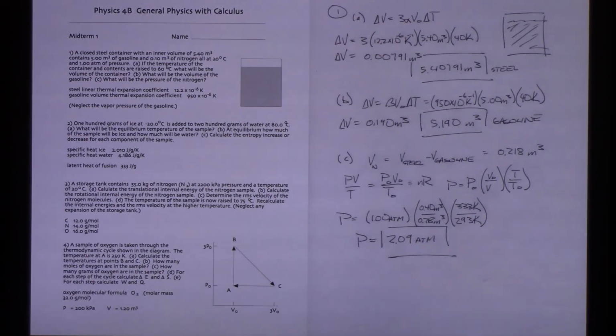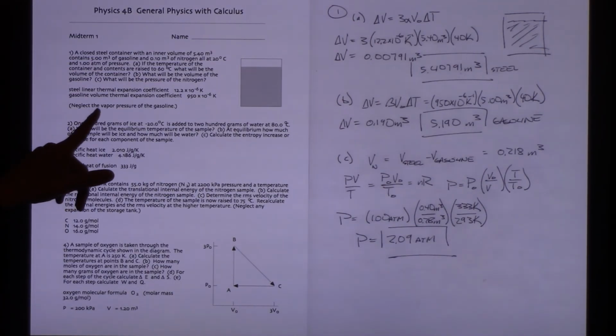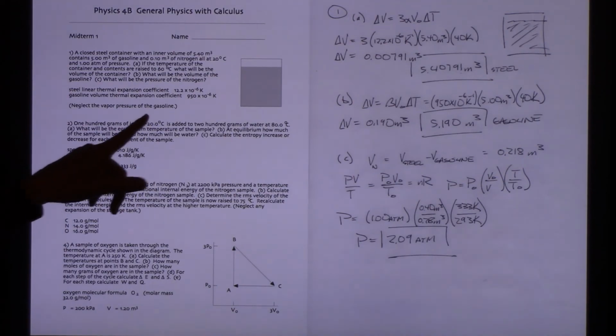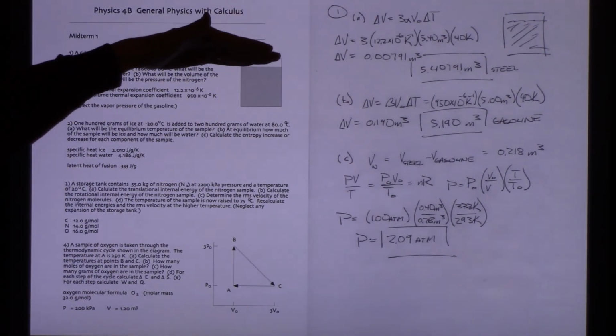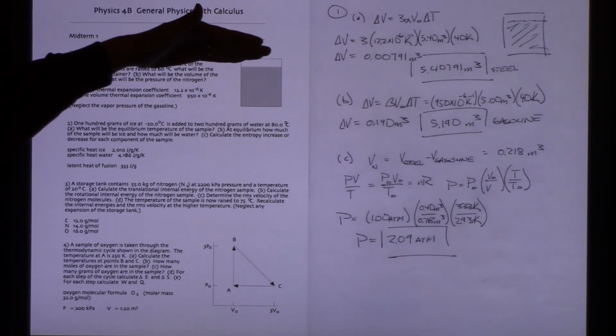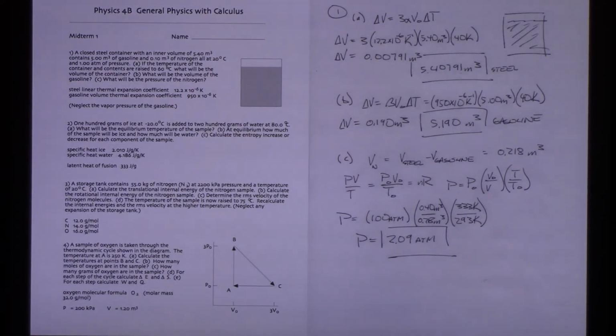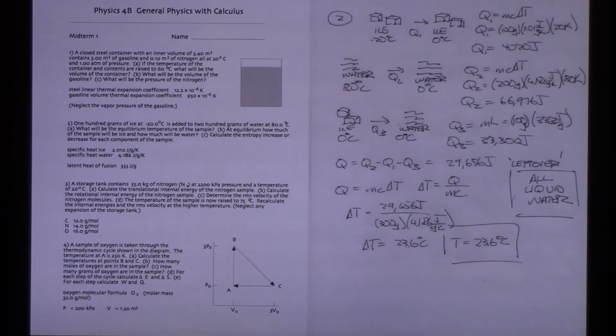All right. Oh, and the problem also said neglect the vapor pressure of the gasoline. We're assuming that a negligible amount of the gasoline undergoes vaporization, that the vapor inside here is 100% nitrogen. Okay. All right. That all sounds pretty good. That was more challenging than it was on that other previous set.